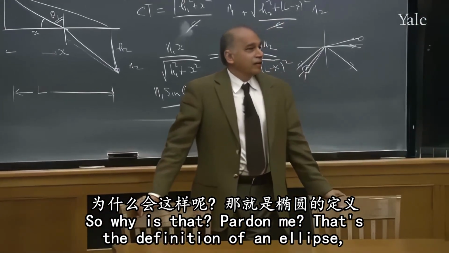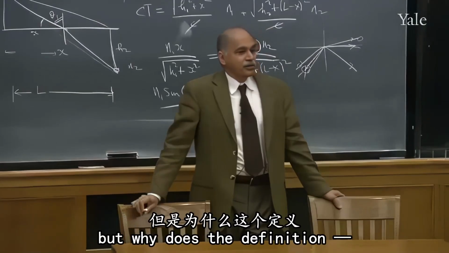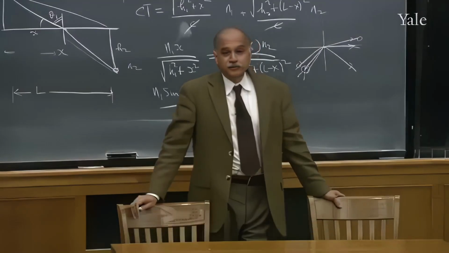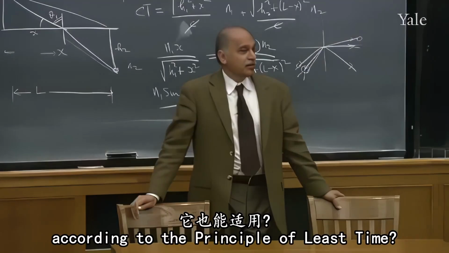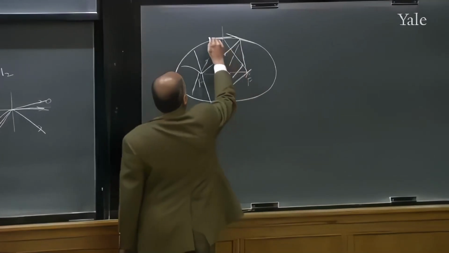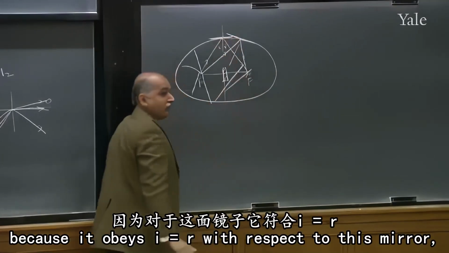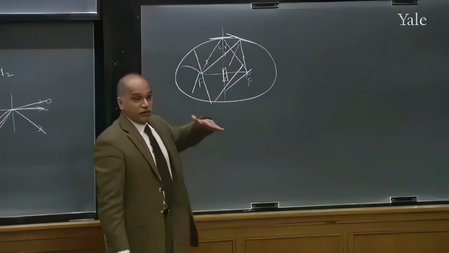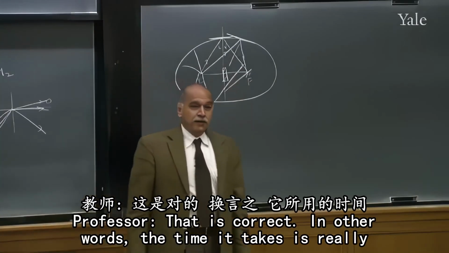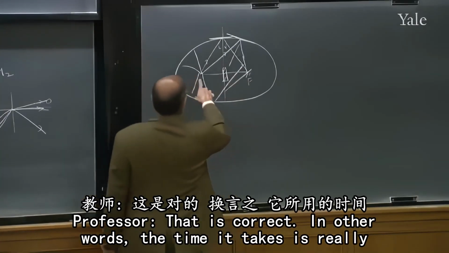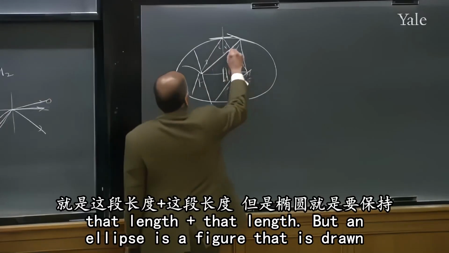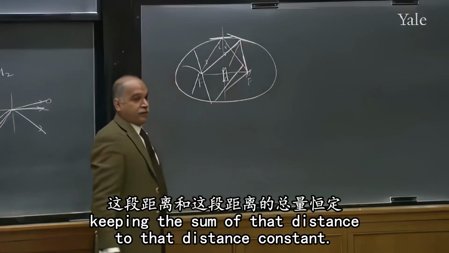Pardon me? That's the definition of an ellipse, but why does that definition, if you follow the principle of least time, why should that also work? According to the principle of least time, I know this path is a path of least time because it obeys I equal to R with respect to this mirror. You agree? That is correct. In other words, the time it takes is really that length plus that length. But an ellipse is a figure that is drawn, keeping the sum of that distance plus that distance constant.